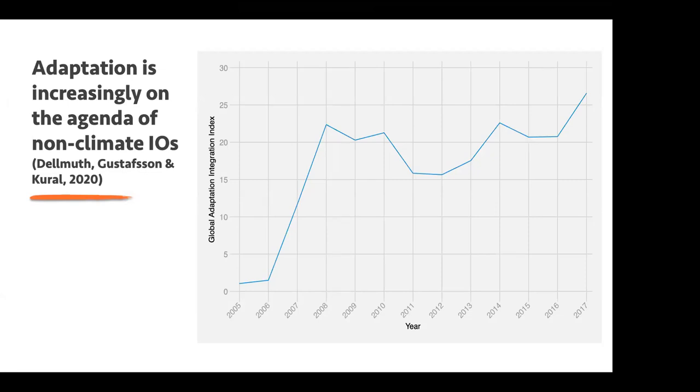So we can see here that there was a dramatic increase in governance responses to adaptation among international organizations in 2007. And this is hardly surprising given that this was the year when the fourth IPCC report was released and the Bali Action Plan was adopted. And during this time, the executive heads of several IOs such as UNHCR, UNDP, WHO spoke out about the importance of addressing adaptation within their respective policy domains.